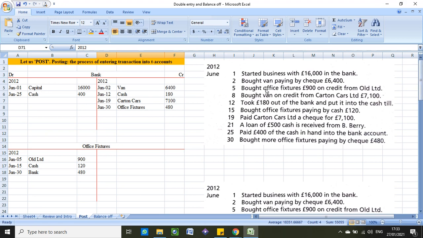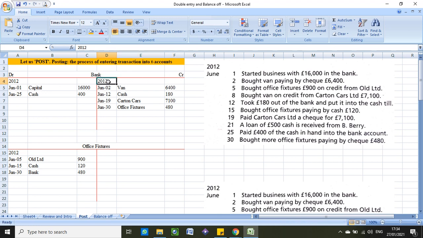Now, if I look at transaction 2, which is on June 2nd, it says bought van, paying by check, $6,400. So what are the two accounts that will be affected here? We're buying a van, and we're paying with a check. So that means that our bank will be affected. So let's figure out what will happen to our bank account. We're paying for the van, so that means that we will have less money at the bank. So if we will have less money at the bank, and bank is an asset, that means that it will decrease. Asset accounts decrease on the credit side.